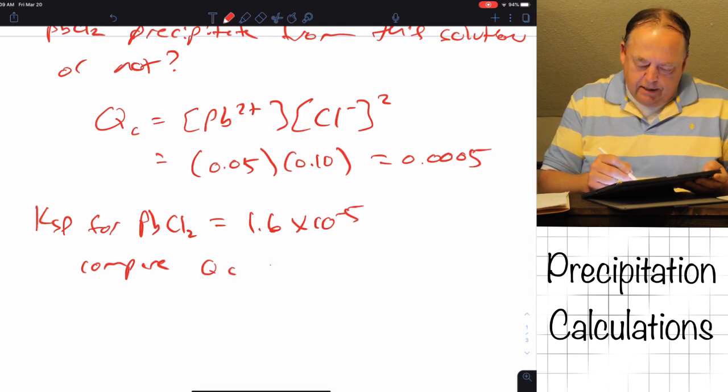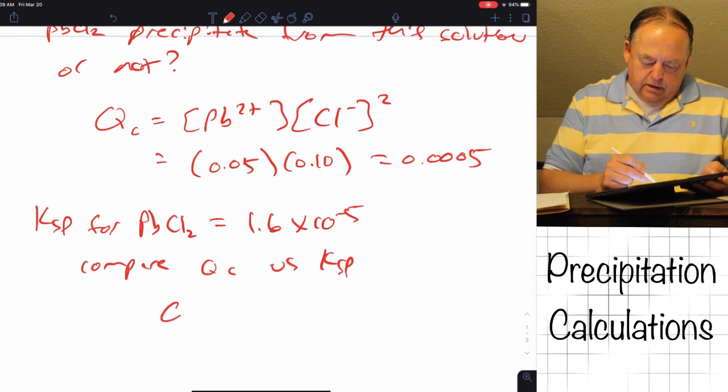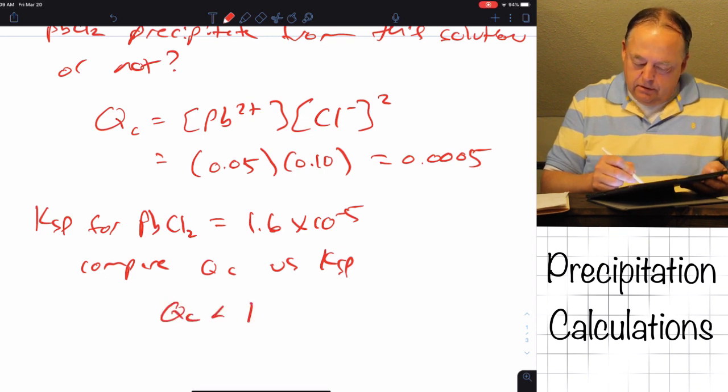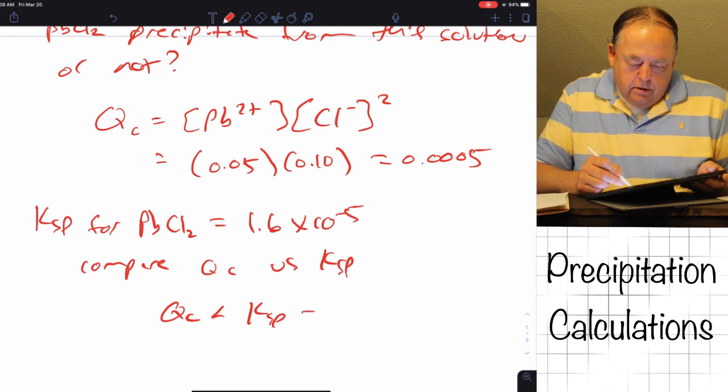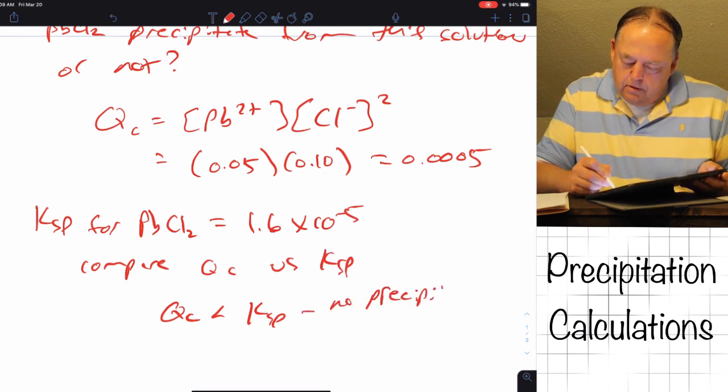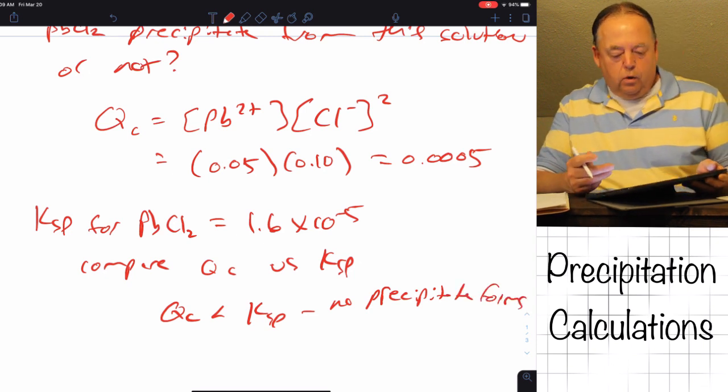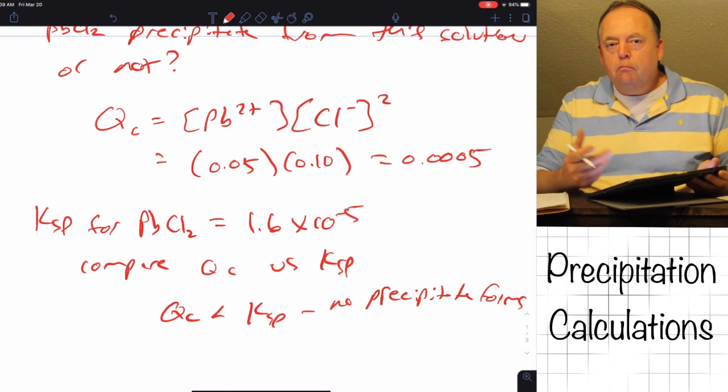So now compare QC that you calculated versus KSP. Right? If QC is less than KSP, then no precipitate forms. If there was any solid lead chloride, more would dissolve.